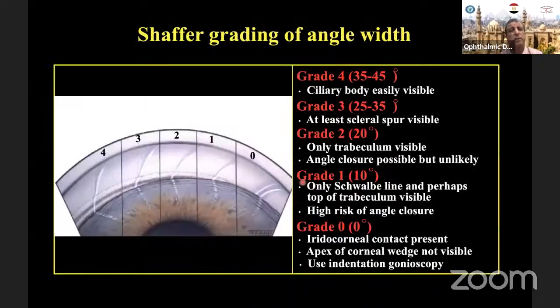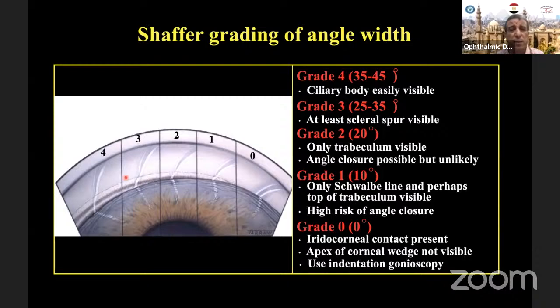There are several grading systems for the angle widths, and according to these, we could call the angle open or closed. For example, the Shaffer grading system: grade 4 means that you see four structures, which are the Schwalbe's line, trabecular meshwork, scleral spur, and the root of the iris or the ciliary body.